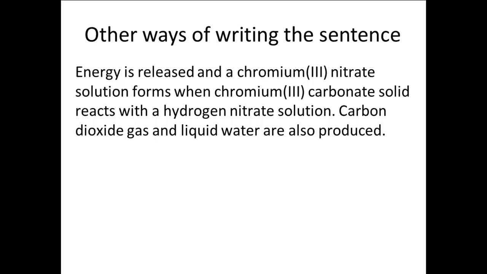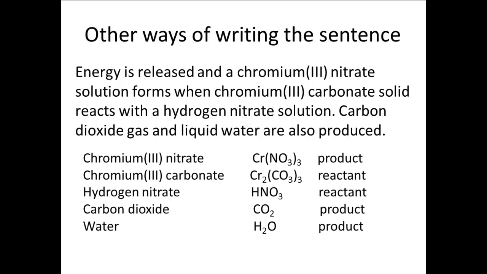Note that the same substances are still present, but they are in a different order in this statement. The first two things mentioned in this statement are energy and chromium(III) nitrate. Carefully reading the statement shows clearly that the chromium(III) nitrate is a product and that the energy is given off. It is also clear that the chromium(III) carbonate and hydrogen nitrate are the reactants. So a careful reading of the statement gives us exactly the same list of reactants and products. This list is in the order of the substances in the statement.